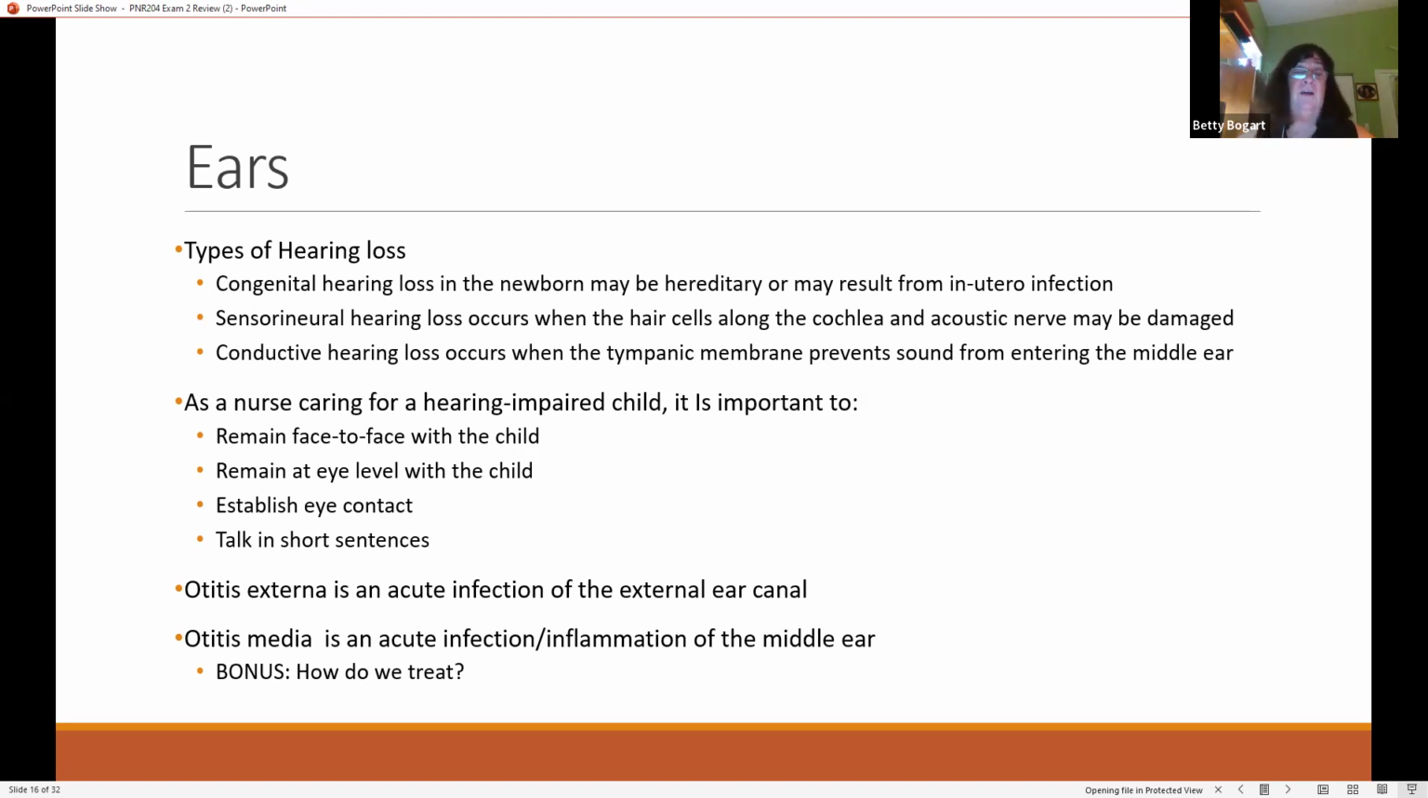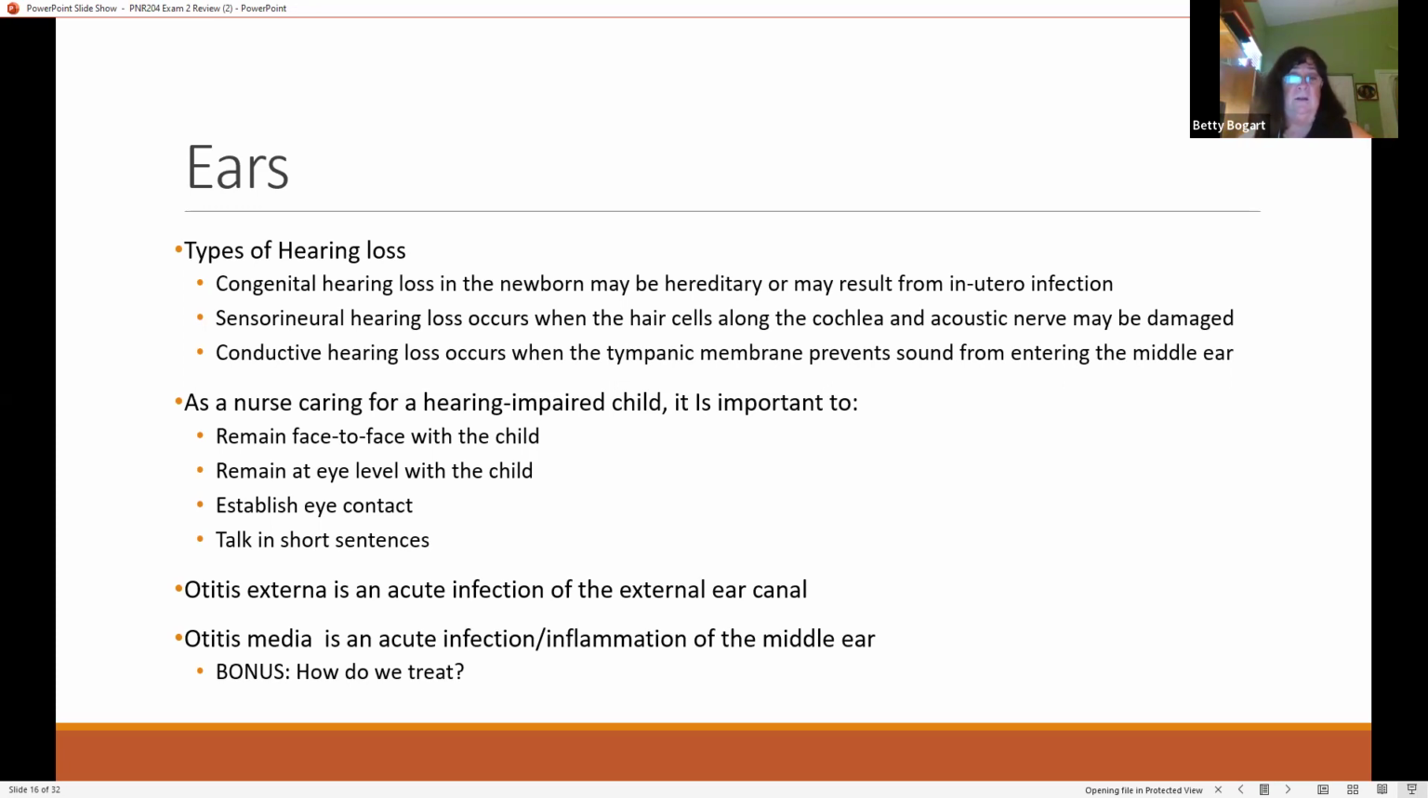Otitis externa is an infection of the outer ear. It's also called swimmer's ear, right? Swimmer's ear, the outer, and it hurts. We treat that with just a little bit of topical ear drops, and it does help.